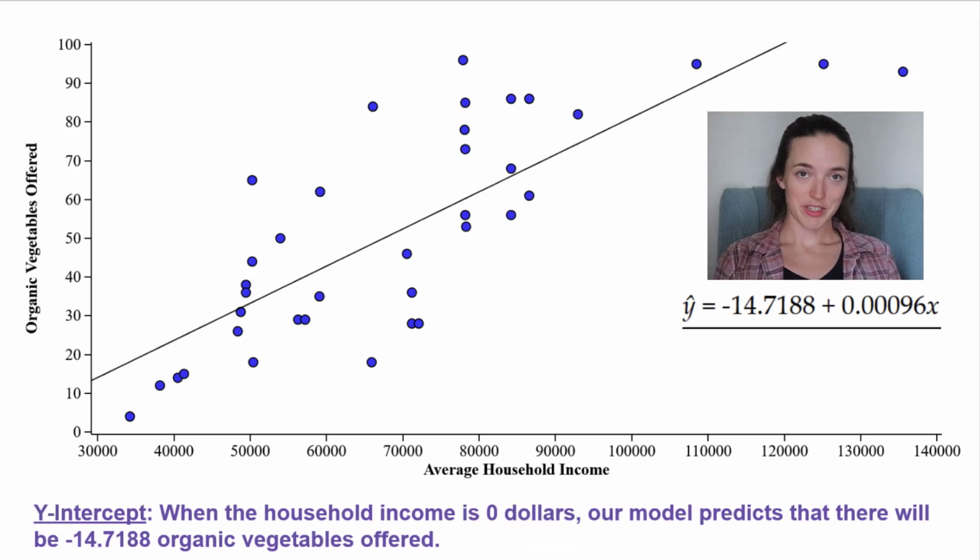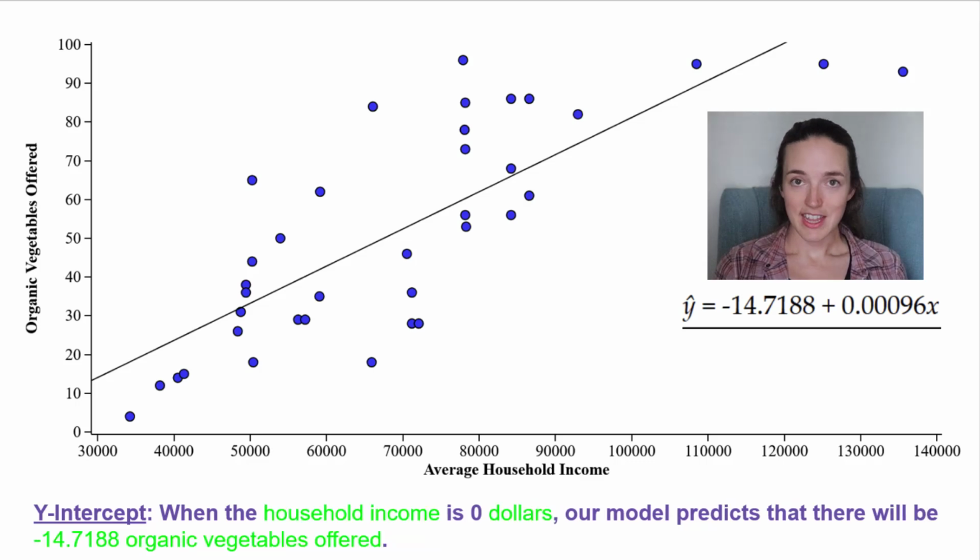The y-intercept often doesn't make sense, but we can still interpret it. When the household income is $0, so if you have a house making $0, the model predicts that there will be negative 14.7188 organic vegetables offered. Once again, this is basically a Mad Libs thing. When the x variable is 0, whatever the units are, the model predicts that there will be whatever the y-intercept is. The y-intercept often doesn't make sense in the real world context.